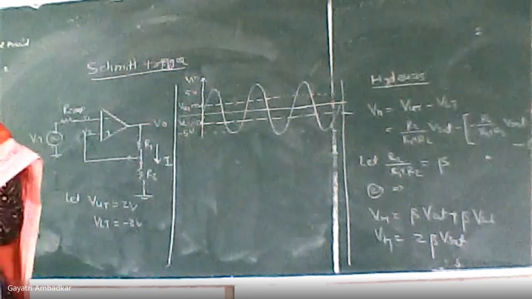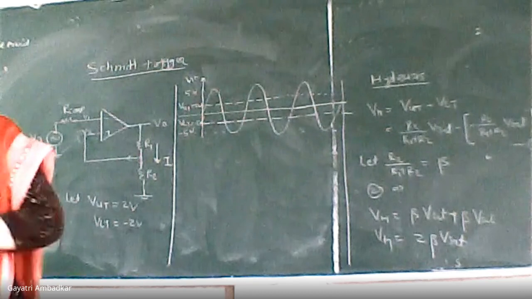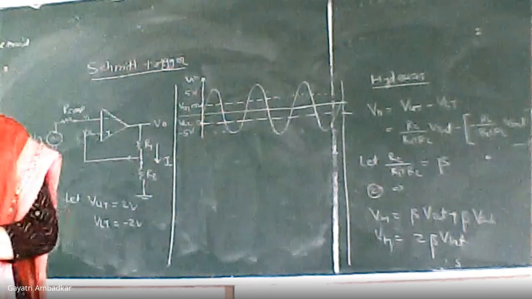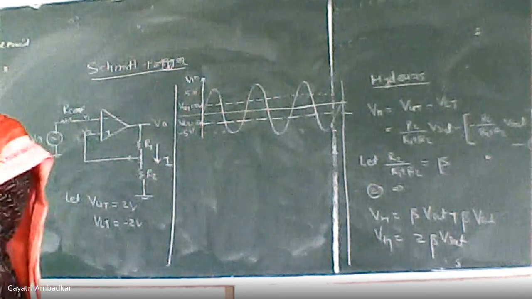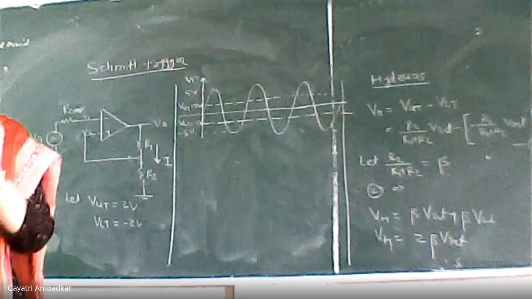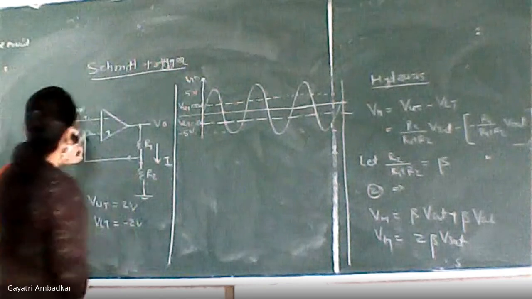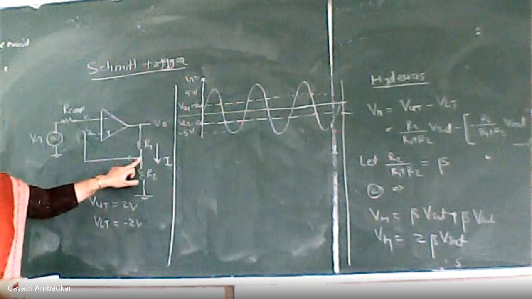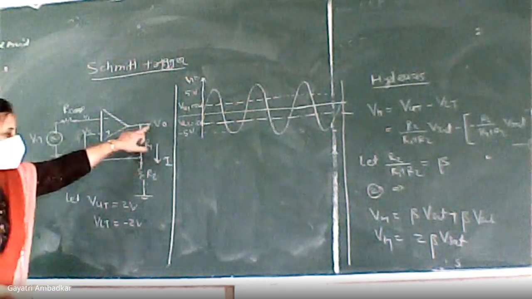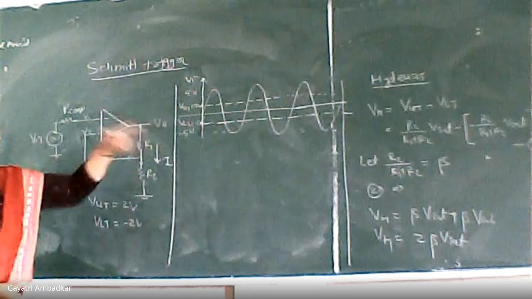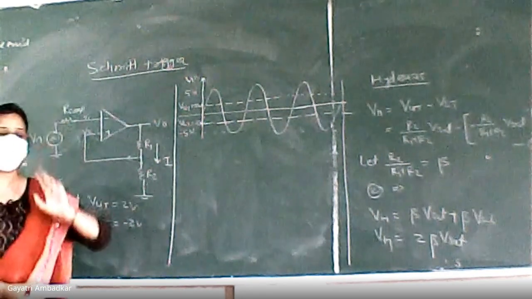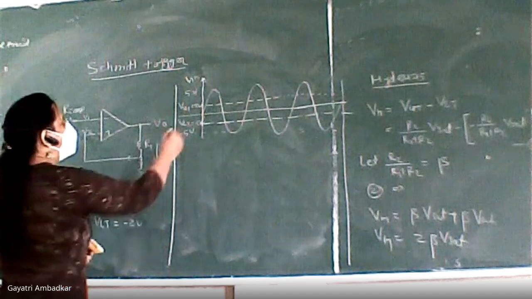In the previous case, in the comparator, my reference voltage was fixed, meaning my second input was fixed. If I connect a DC source here, it will remain the same. But now, I am considering my reference voltage as the voltage at this point. And the voltage at this point depends on VO, which is changing, right? So my reference voltage is changing.